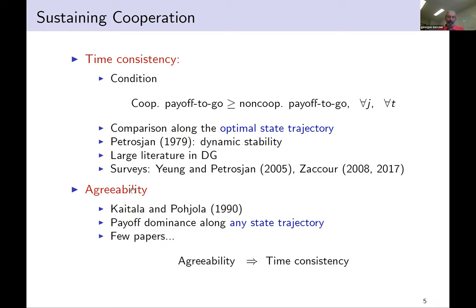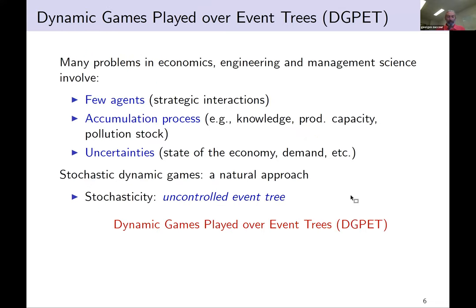We can generalize the condition a little bit by saying that we want the cooperative payoff-to-go to dominate the non-cooperative payoff-to-go for any state trajectory and not only for the optimal state trajectory. If we are successful in doing this, we say that we have reached an agreeable contract, meaning that we can sustain cooperation over time. Obviously, if you have agreeability, you have time consistency, but it's not the other way around. Here we have few papers because it's very, very hard to check this condition for any possible state trajectory. Now, this was my background on sustainability of cooperation.